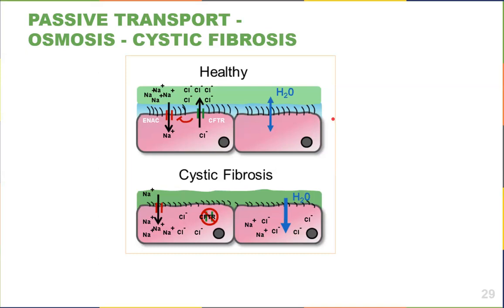Cystic fibrosis occurs because osmosis is not occurring properly. Cystic fibrosis is a disease of the lungs and airways where the body does not release water like it should. It's actually due to a faulty chlorine pump, or chlorine carrier protein is what I want to say.